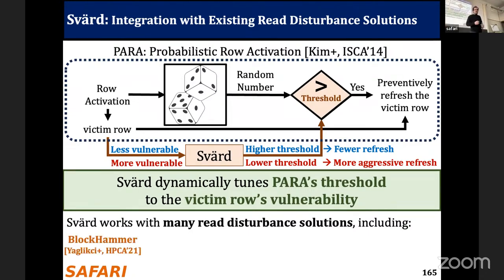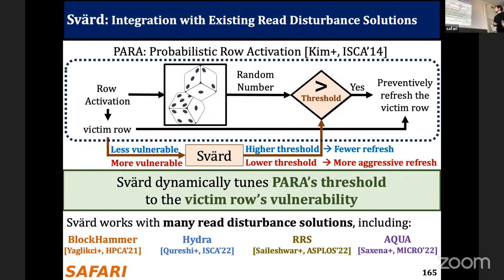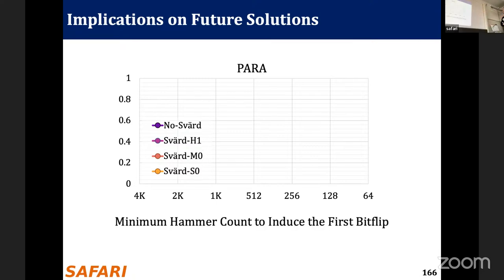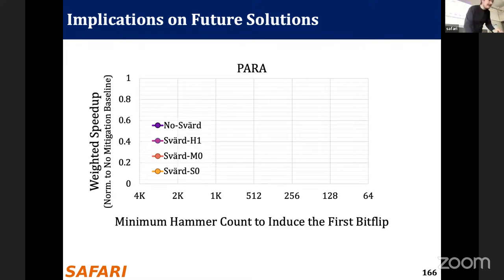SVARD can work with many read disturbance solutions, including BlockHammer, Hydra, RRS, and AQUA, and the paper evaluates the performance for each of those, but I'll showcase PARA from now. So you'll see again, the x-axis is the minimum hammer count, that's HC first, varying from 4000 to 64. 64 is a very low number for HC first. And the y-axis is showing weighted speedup. Weighted speedup is a performance metric we use for multi-core workloads. And here, a higher value is better again. This is normalized to a no-mitigation baseline, meaning one represents the performance of the baseline system without any mitigation mechanisms. So I'll draw the overhead of PARA with no SVARD.